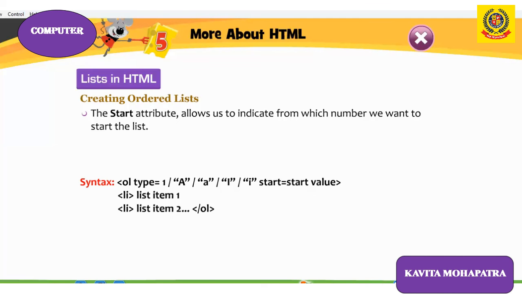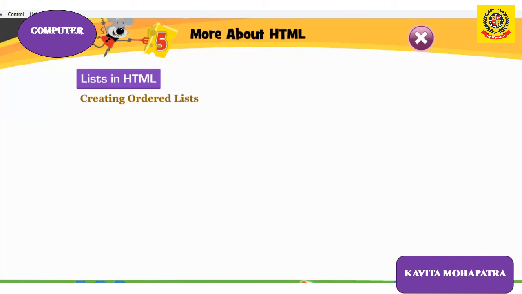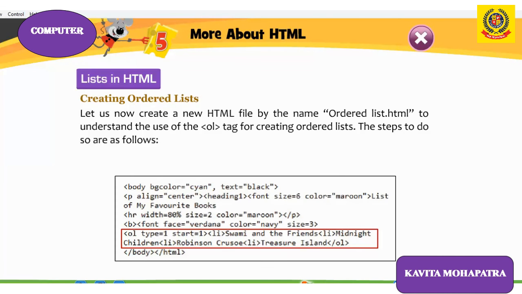So the example is given in page number 81. So one activity is given and one example is given in page number 80. So children, you have to do this example creating an ordered list. So let us now create a new HTML file by the name orderedlist.html to understand the use of ordered list for creating an ordered list.